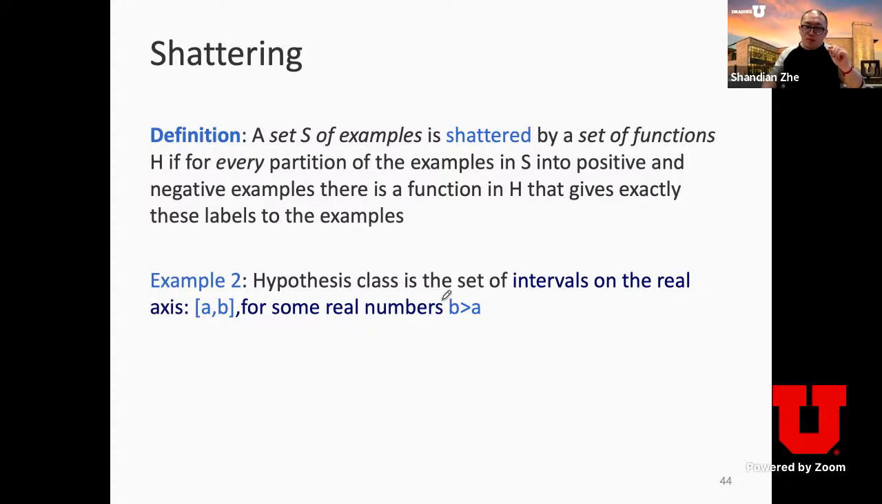The hypothesis space consists of free intervals where each interval is parameterized by both A and B. Both A and B are free, but we have some constraint that B must be bigger than A. Otherwise, this is not valid. We still use the same rule to do the classification. All the points inside this interval will be classified as positive examples. Outside of those intervals, here and here, will be classified as negative examples.